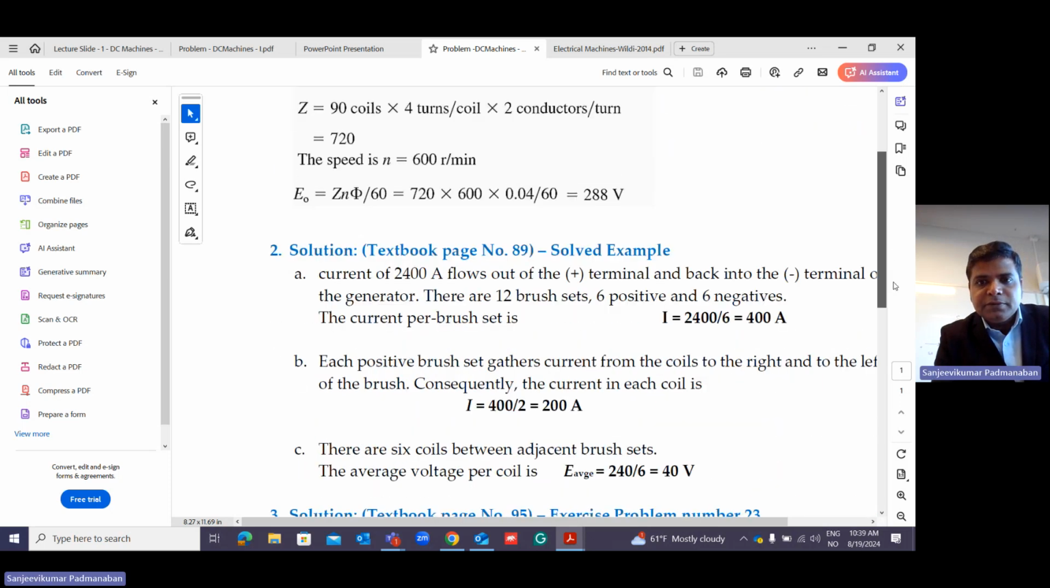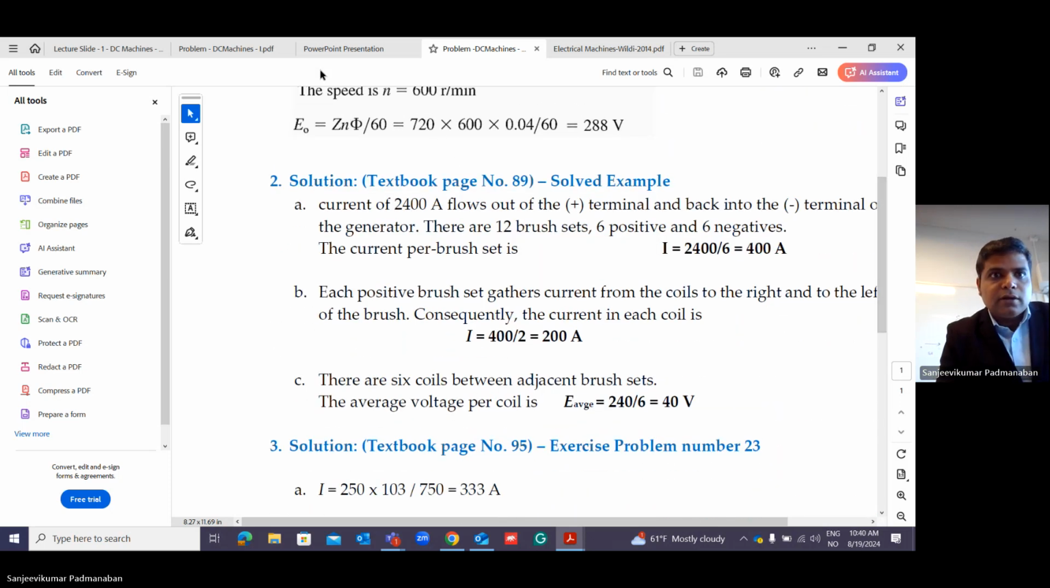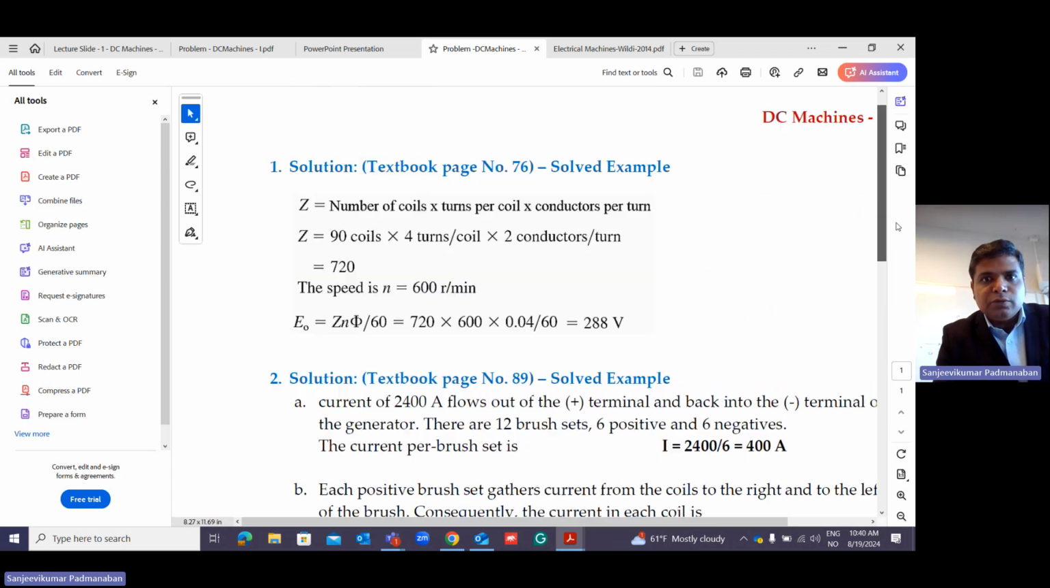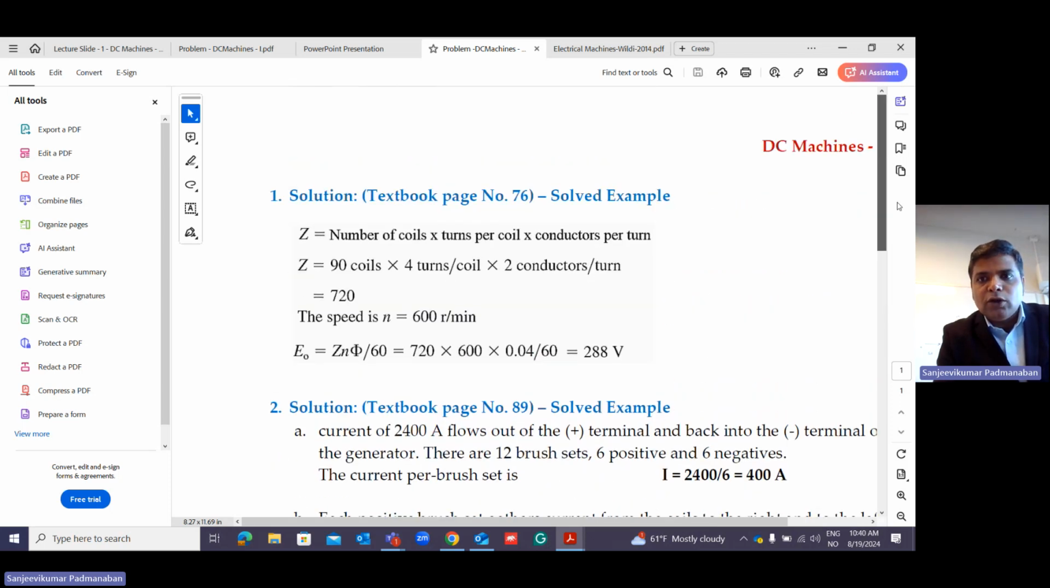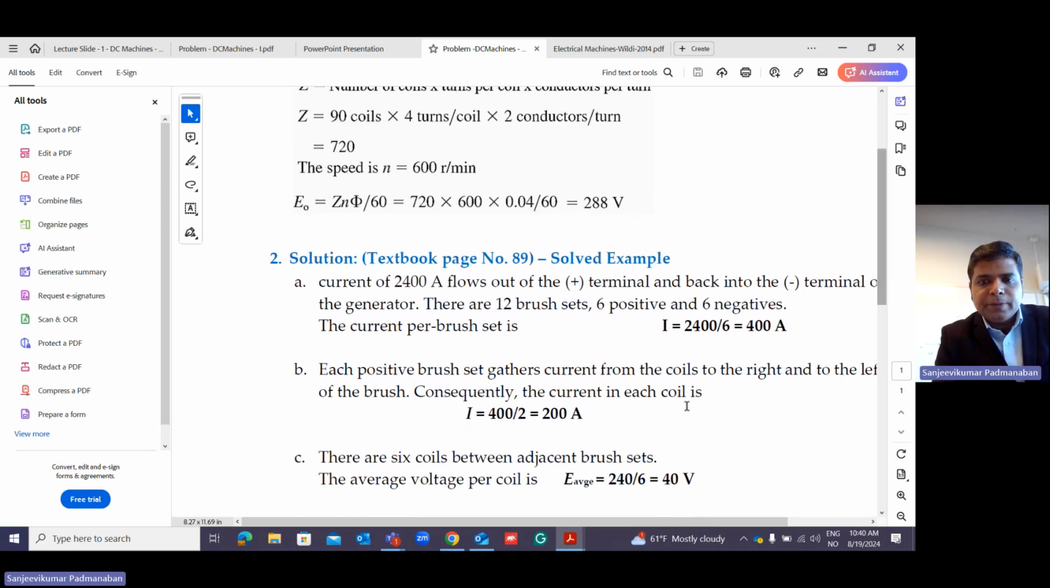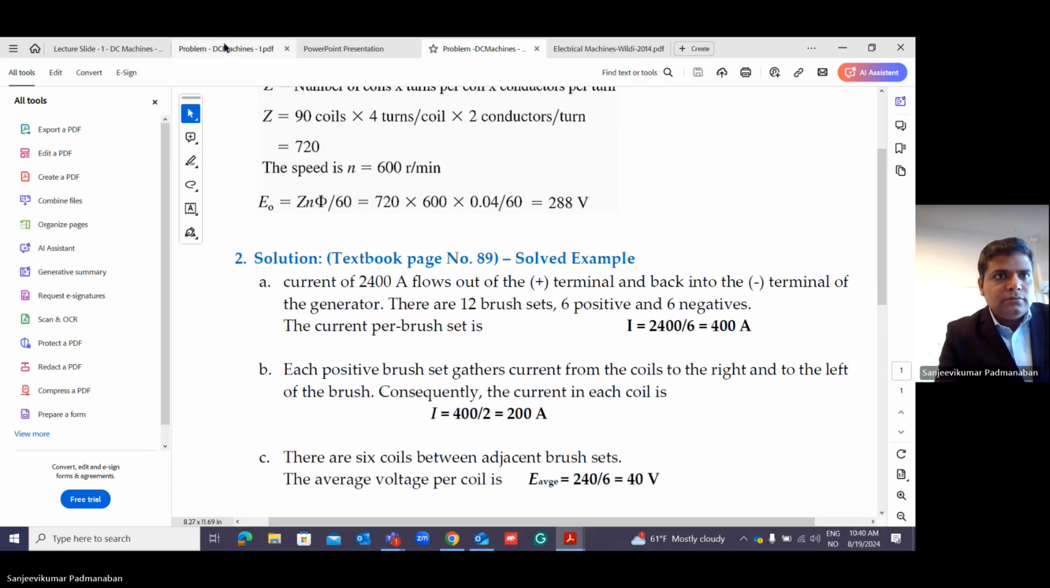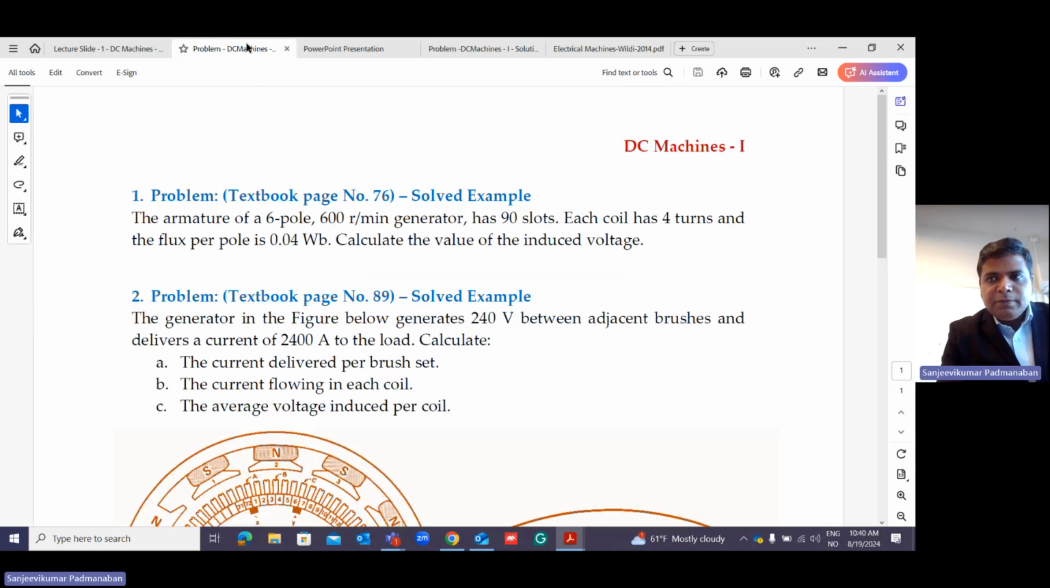Can I go to the next problem? This problem is available in your textbook. Please go to page number 76, solved problem. Okay. I'm going to the next problem.